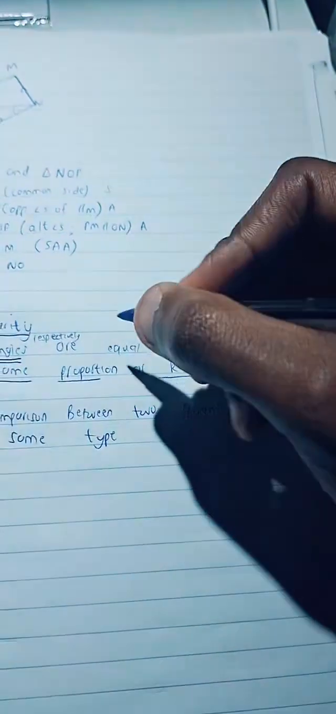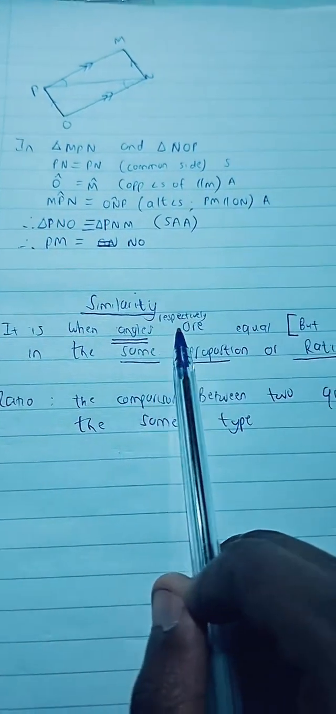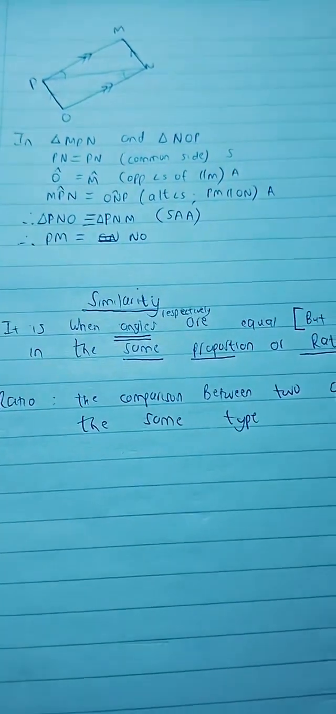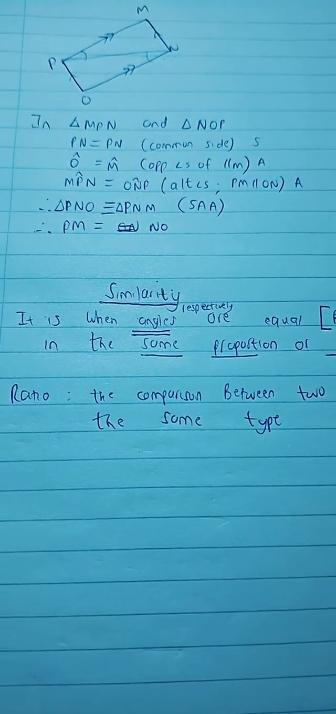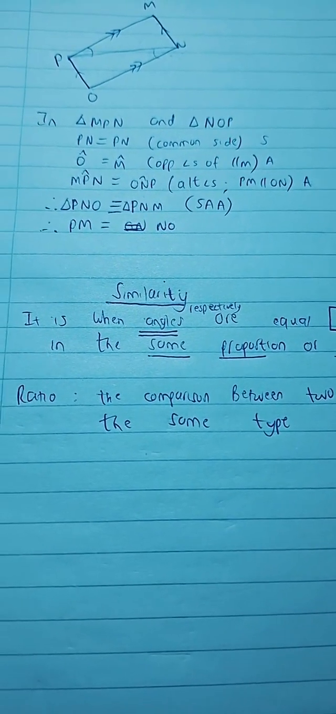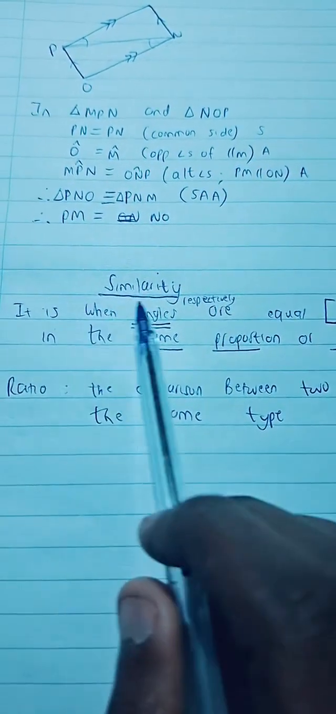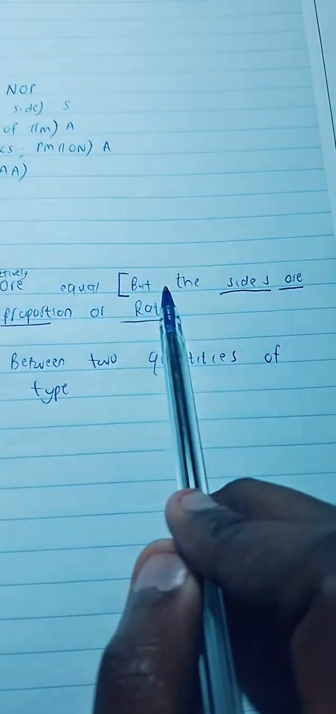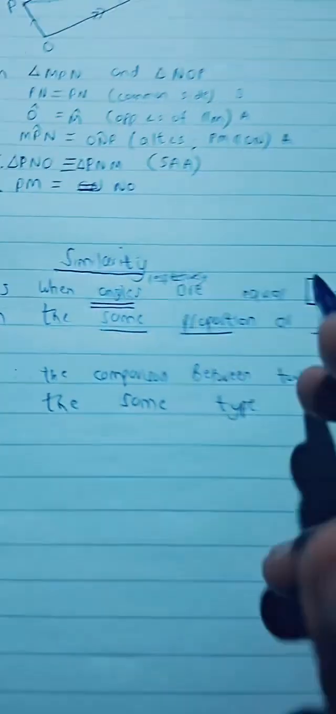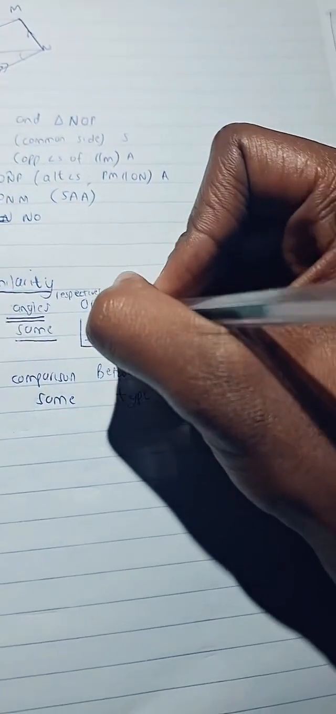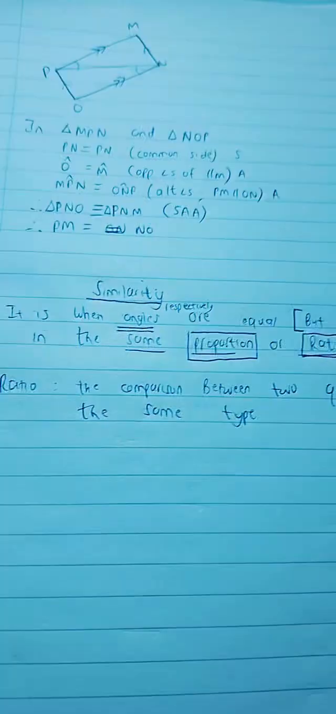The idea that basically makes similarity as well, in as much as angles respectively are equal. Because when someone says angles are equal respectively, people could easily conclude, aren't we referring to congruency here? And then I say, no, we're not referring to congruency here. So for similarity, it is when angles respectively are equal, but the sides are in the same proportion. Or alternatively, I'm saying ratio.